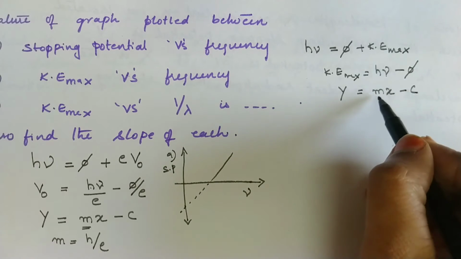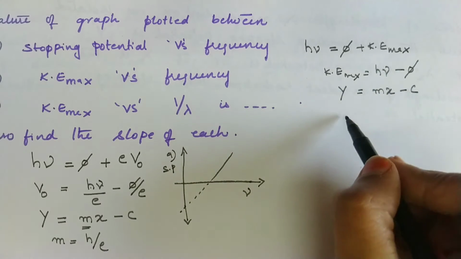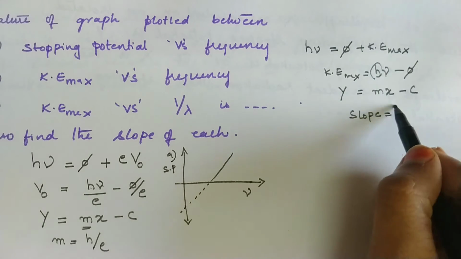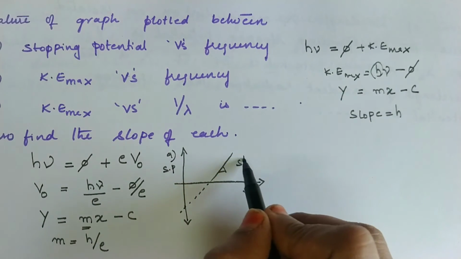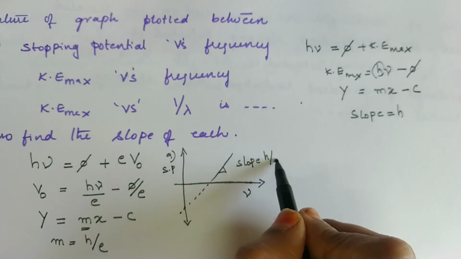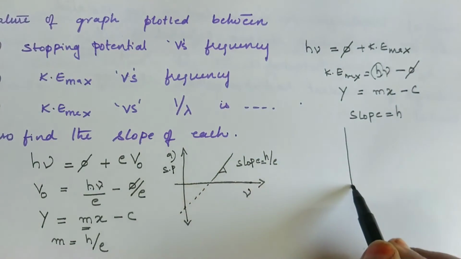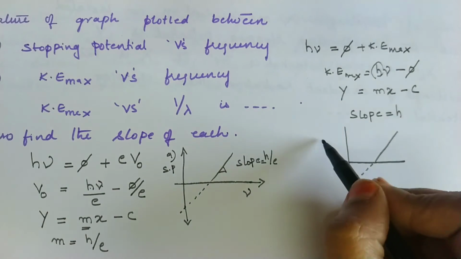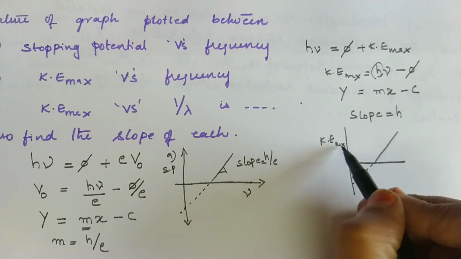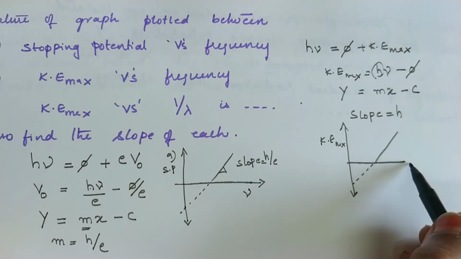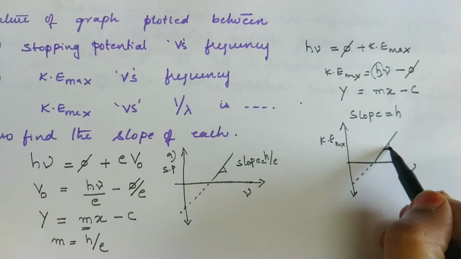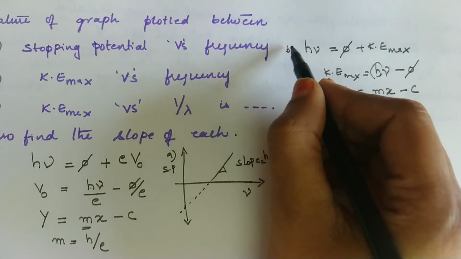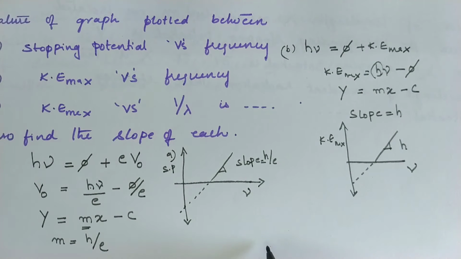It is in the form y is equal to mx minus c, again a straight line, but having a slope equal to h. So here slope is h. In the previous case we got the slope h by e. Now the nature of graph is same: a straight line with a positive slope and a negative intercept between K max and frequency, but the slope is equal to h. This is for B bit. Now look at C bit.